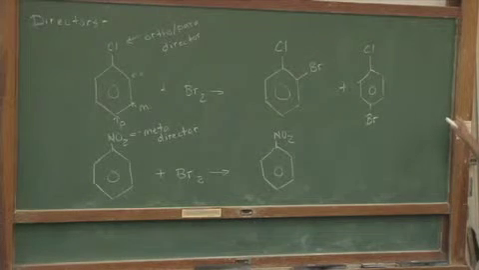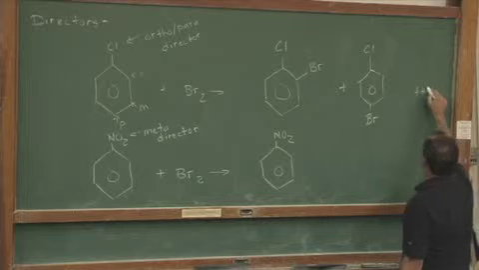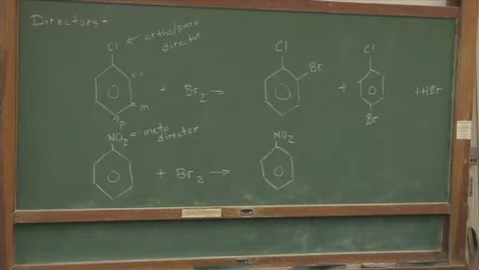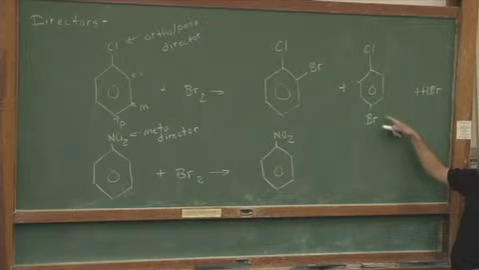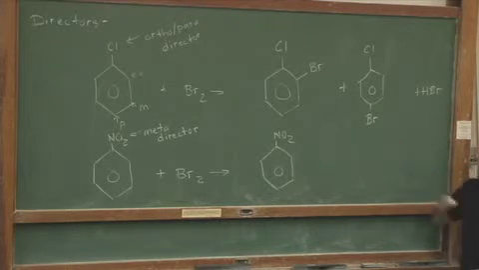The little molecule that's formed, we're not really concerned about. It's not the organic product, plus HBr. The hydrogen came from the ring. It was replaced with the bromine, and one bromine was left behind.